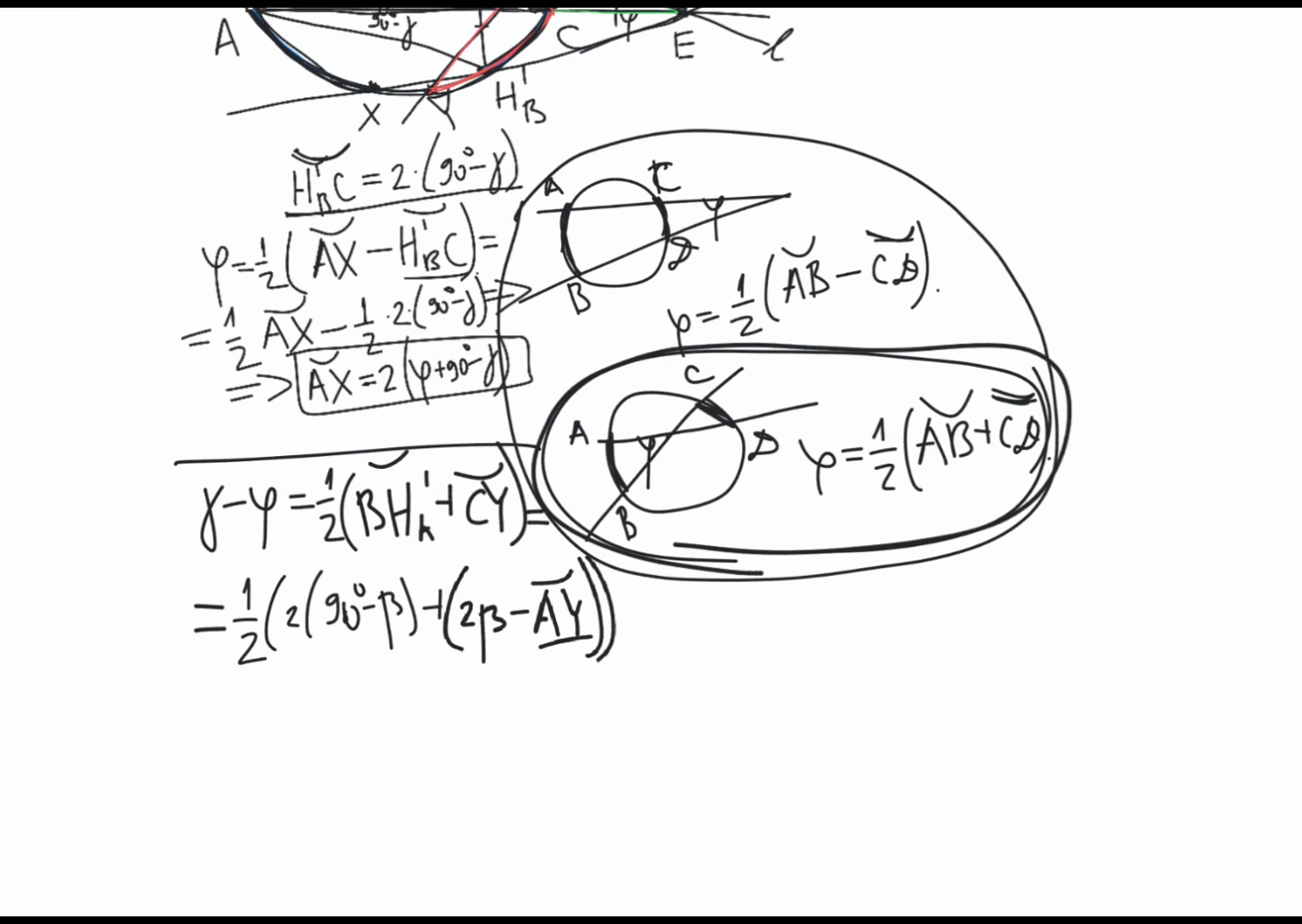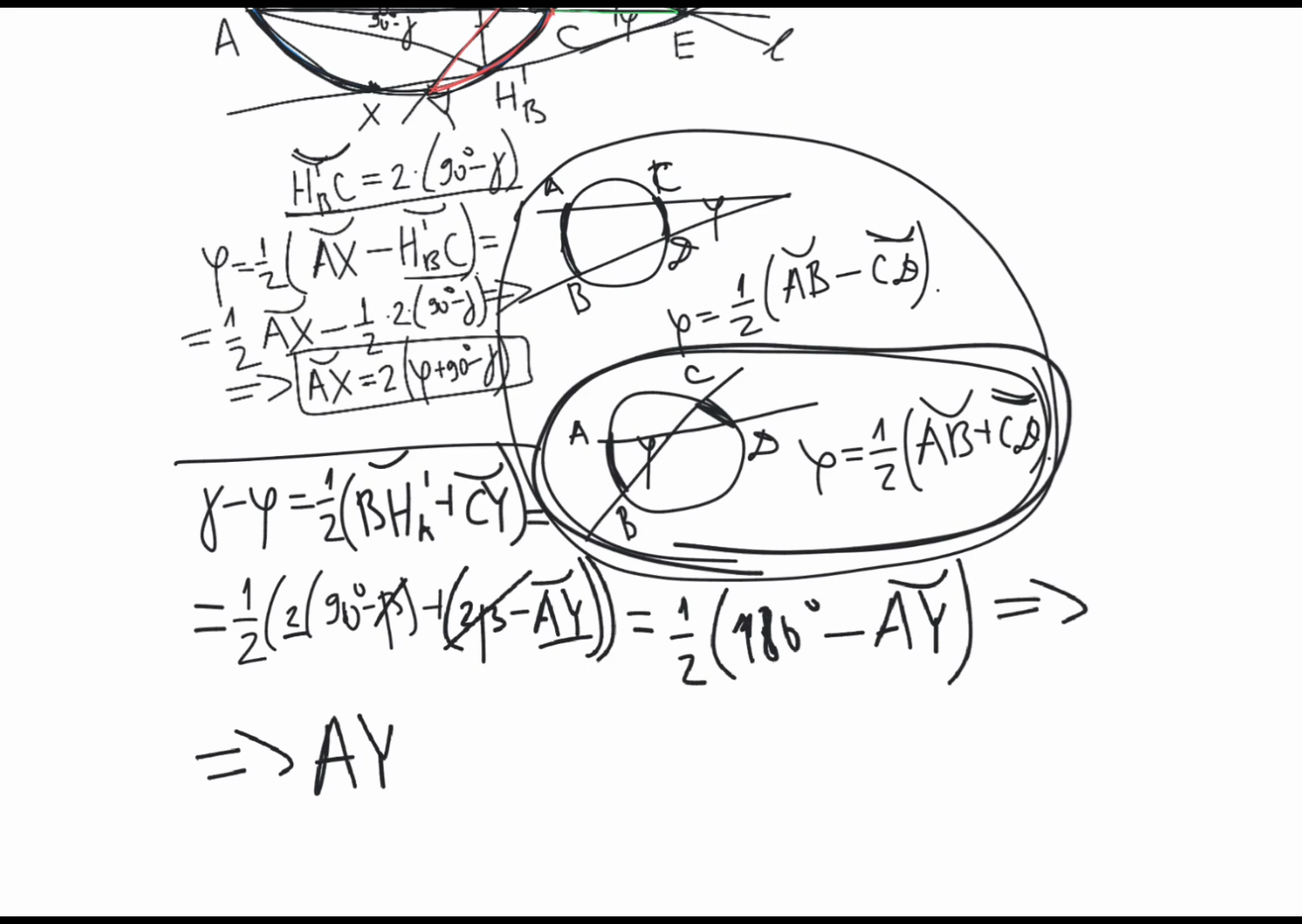Notice that 2 beta and 2 beta cancel each other, so what remains here is 1/2 of 180 degrees minus the arc AY. And from this we conclude that AY is equal to gamma minus phi.